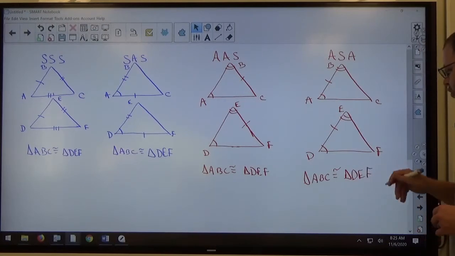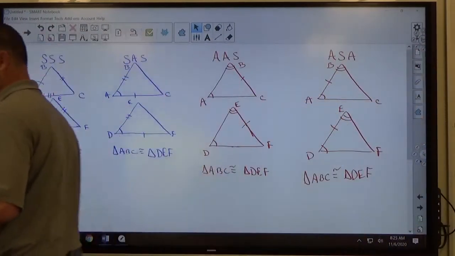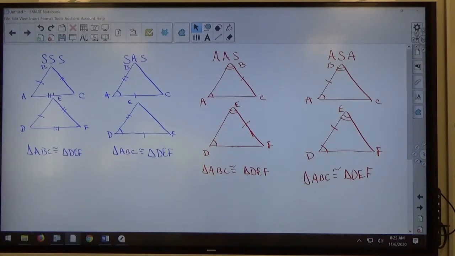And for general triangles that aren't right triangles, these are the theorems for congruence. This is it. All right, this is how you show triangles congruent. Any one of these four scenarios would allow you to do that. So when you're trying to prove congruences of triangles, this would be your list of criteria. One of these four things has to happen.